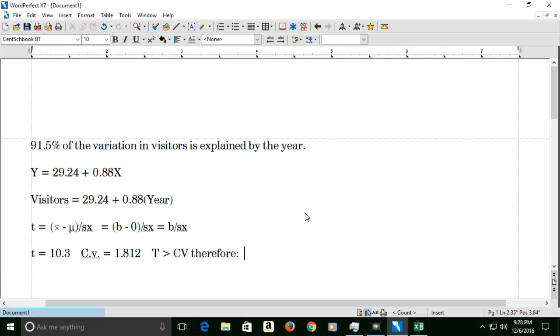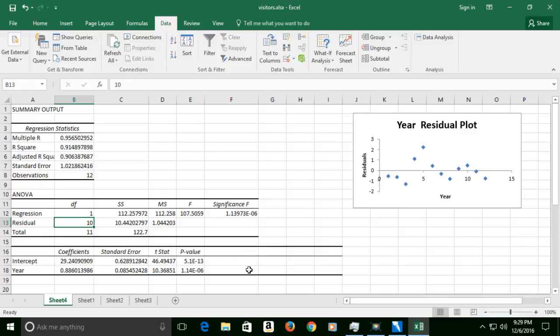Therefore, what do we do? We reject H naught. What is H naught? H naught is that B equals 0, or no relationship. What did we do? We rejected that. Is that a good thing? Yes. By rejecting that, it tells us that there is, in fact, a relationship between X and Y, between year and number of visitors, because this T is big.